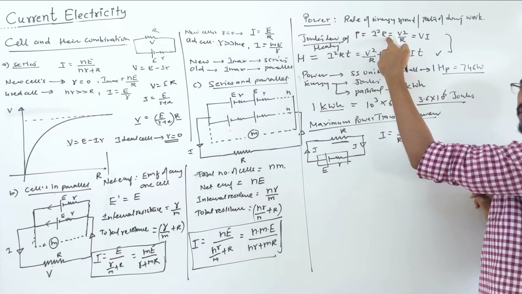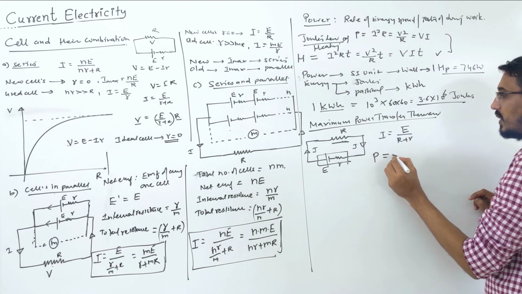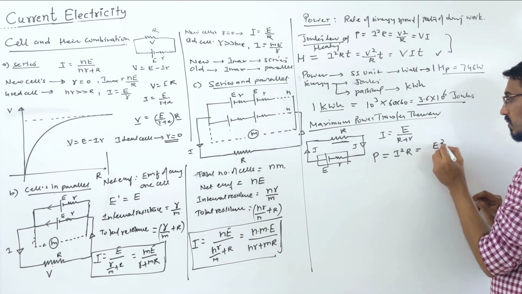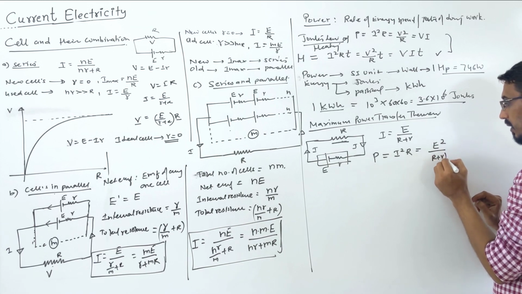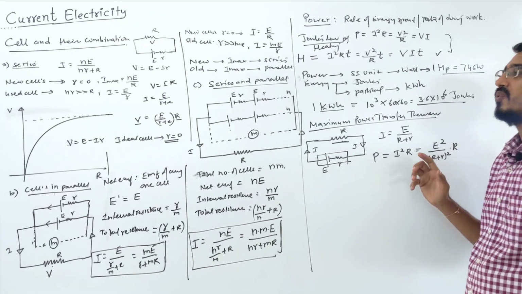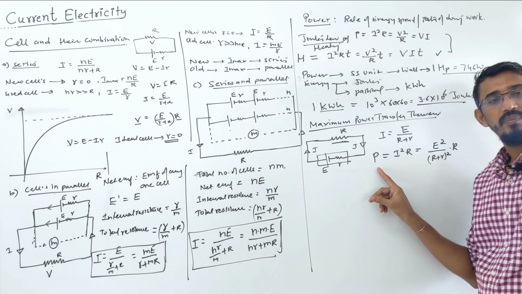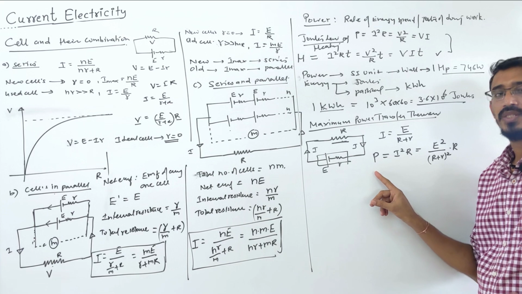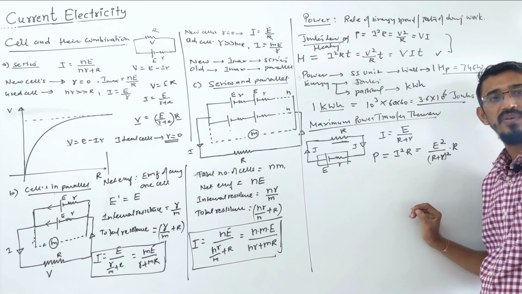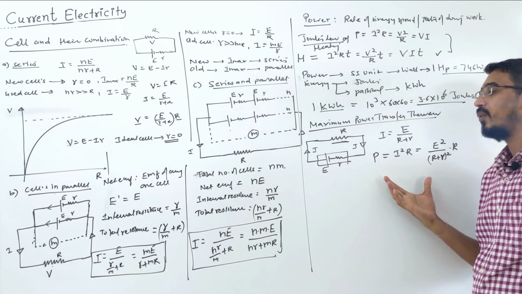Power is I square R, yes. So power consumed is I square R. I square means the square of this, so E square upon (R plus r) square, into R. This is your power. Now we are interested in knowing when this power will be maximum. We want to get a relation between the internal resistance and external resistance so that power is maximum.